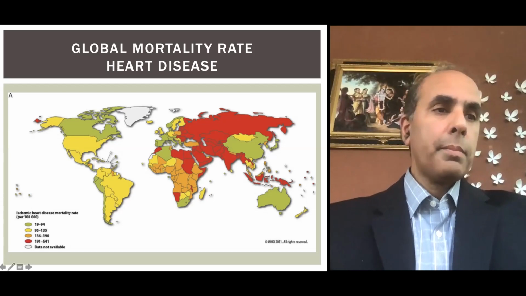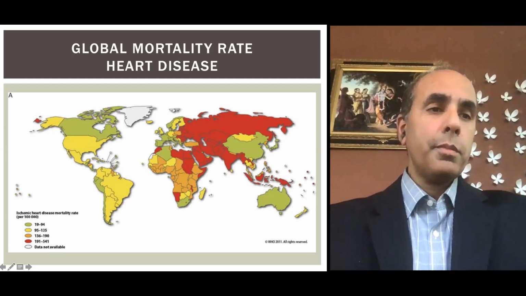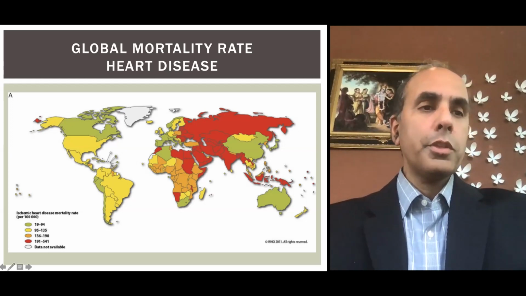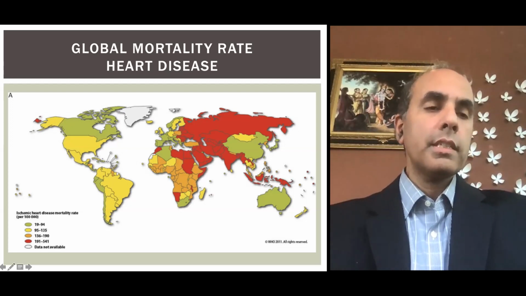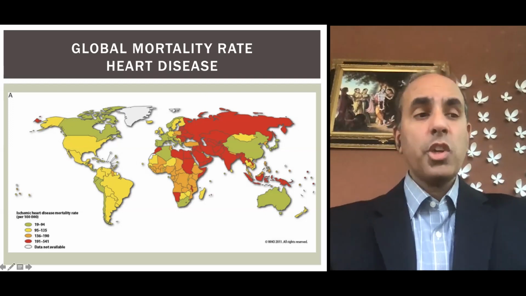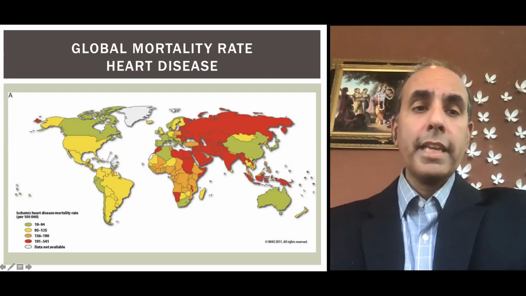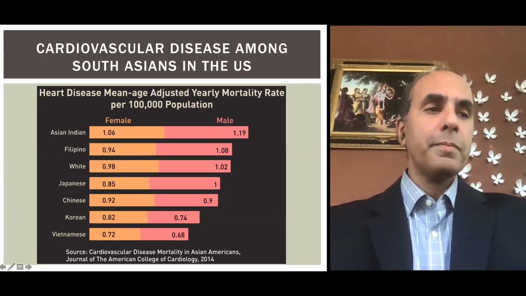In journals and publications, you'll often see Indians grouped into the South Asian community. South Asians essentially refers to individuals whose origin comes from the Indian subcontinent or adjacent countries. In total, they account for about 17% of the global population. So this is a massive number of people.